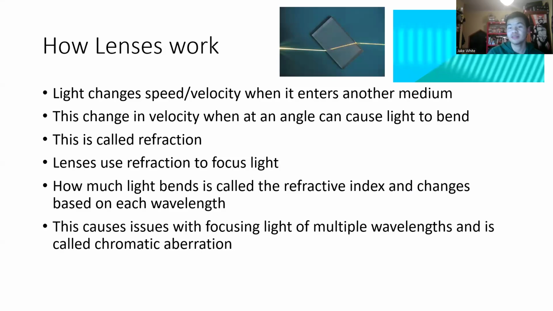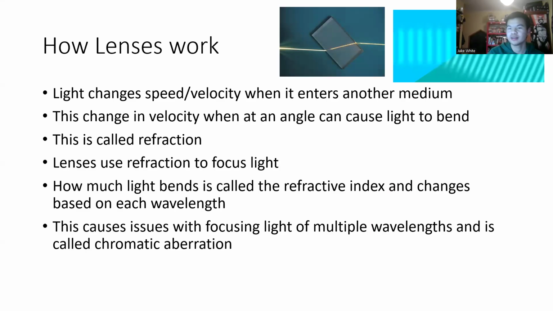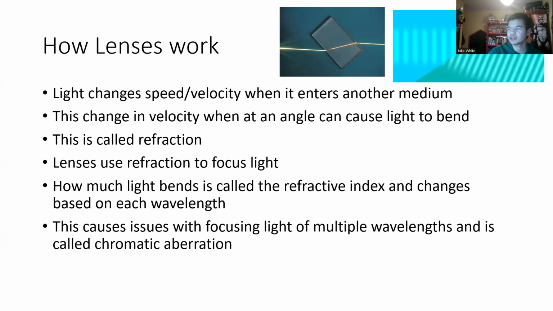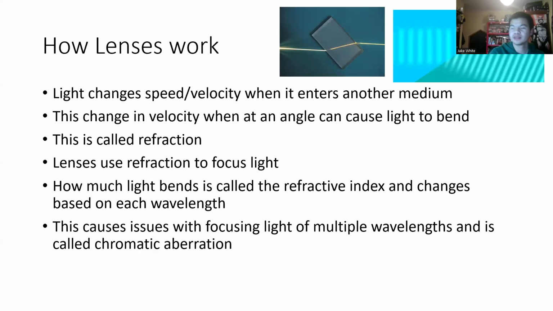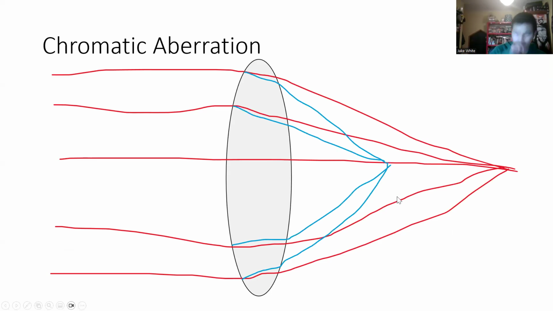This also happens with infrared and ultraviolet light, which is used in industry because it can allow you to see certain things in some materials that visible light just won't let you see. This causes issues when focusing light of multiple wavelengths and is called chromatic aberration. This is where red light, for example, would bend and focus towards one point, and blue light would bend and focus to another point as it passed through a lens.